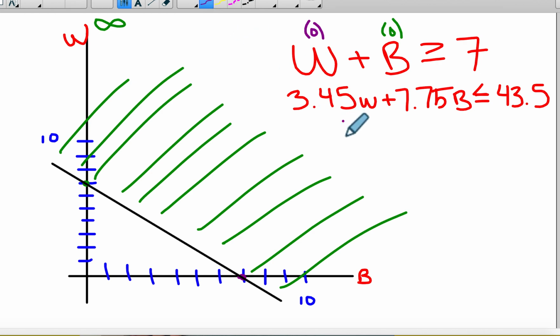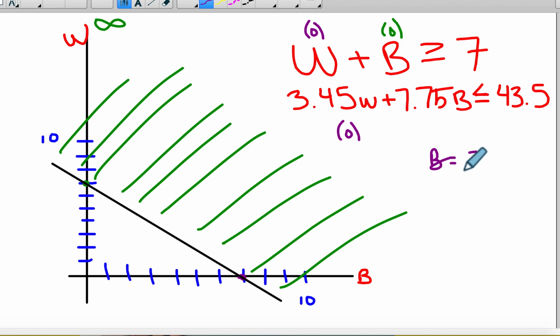Now with this one, I'm going to do it the same way. I'm going to plug in 0 for W. And when I do that, this whole thing is going to be 0. So I'm going to get 7.75b equals 43.5. So I would divide both sides by 7.75, and I would get b is equal to 5.6.